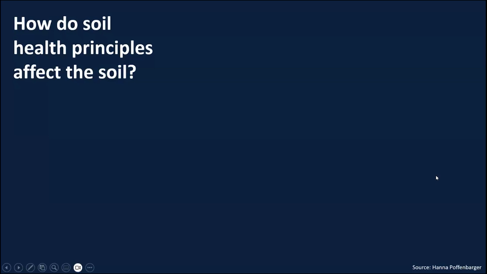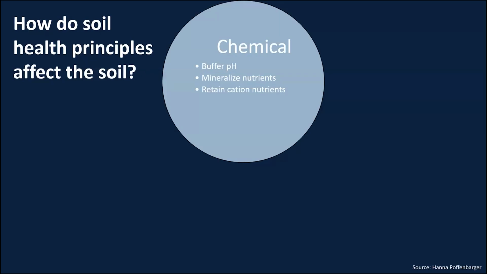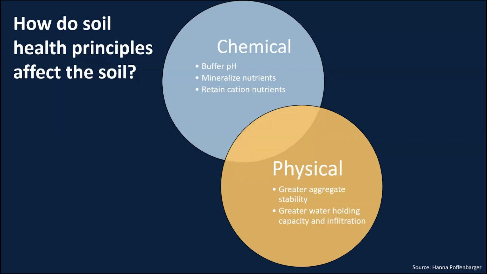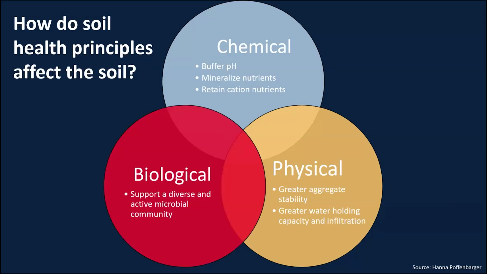Another part is to look at how these soil health principles affect the soil. So we start to follow them. What are we looking for as far as changes go? We're looking at chemical things: the pH buffering capacity of that soil, how well it mineralizes nutrients, and whether it is retaining cations on the soil. Looking at physical properties, we're looking at greater aggregate stability, increased water holding capacity and infiltration. Looking at biological categories, we're looking at supporting a diverse and active microbial community. So we want them diverse, we want them active.